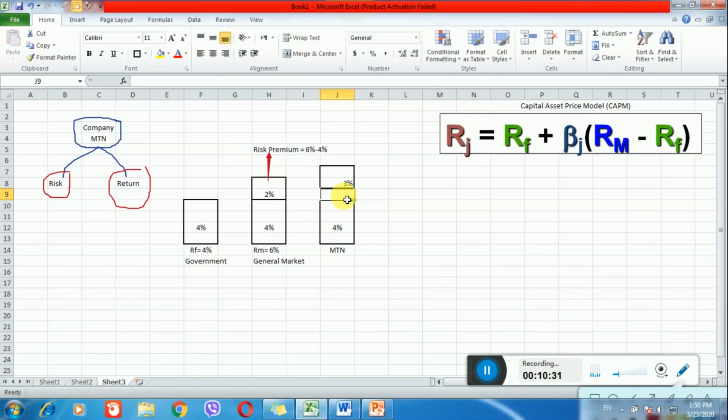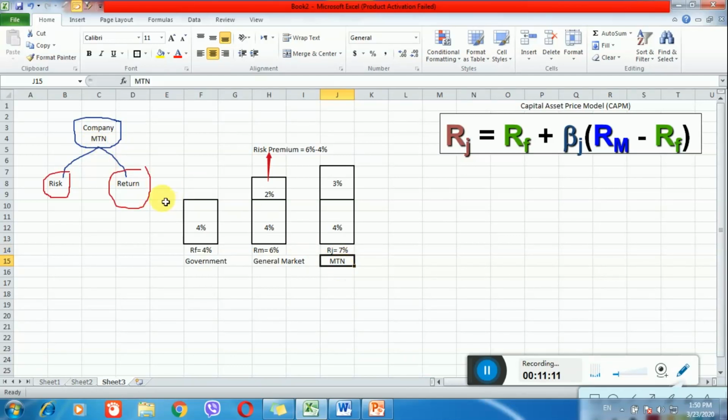Why? It's so easy. Because 50% of 2% is equal to 1%, and when you add it back to 2, that is equal to 3%. So in simple words, dear students, if you want to invest in the MTN company, MTN is telling you, come on, we are giving you 4 plus 3. So in total, the company is giving you what we call RJ here. In some books it is also denoted by KE. So in total, 7% should be given by the MTN company.